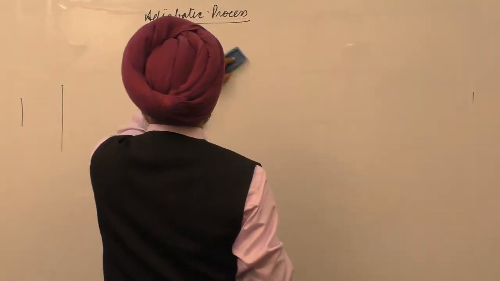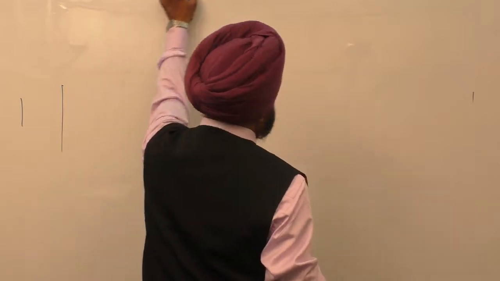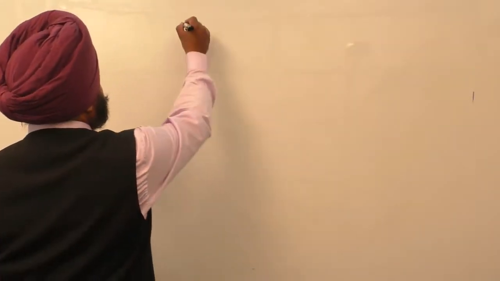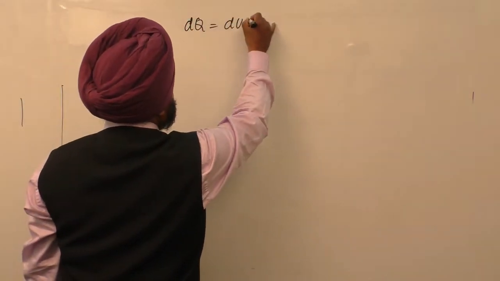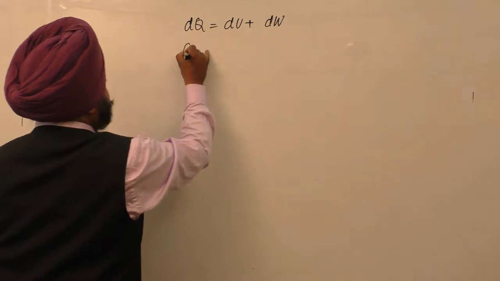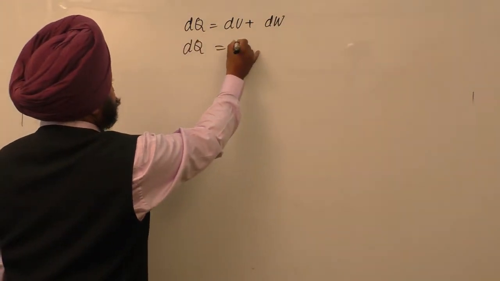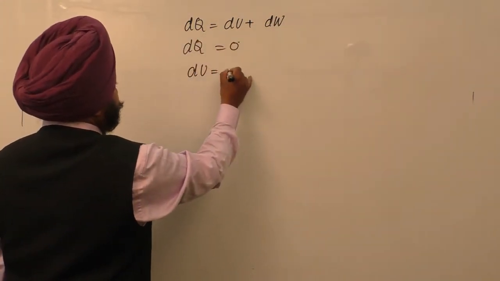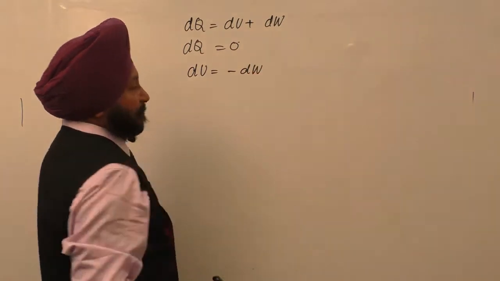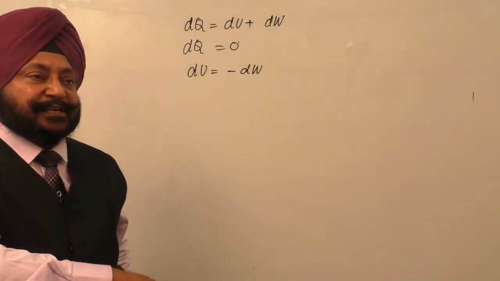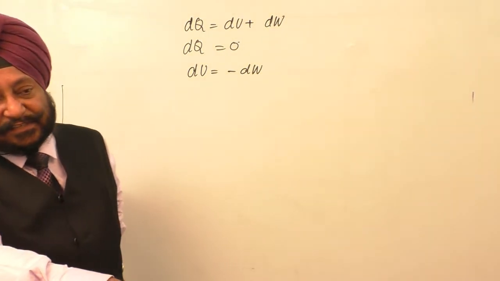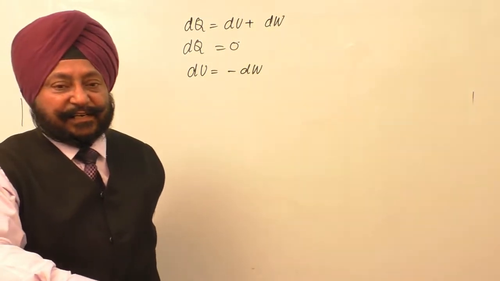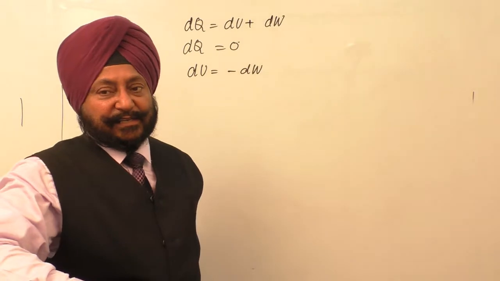Now, how does the first law of thermodynamics get modified when we apply it to the adiabatic process? This is the first law of thermodynamics: dQ is equal to dU plus dW. Now, if it is an adiabatic process, dQ is 0, so I can simply write dU will be equal to minus dW. That means if some work is done, then the internal energy decreases. If the system does some work, the internal energy will decrease, right? That is the meaning of this.